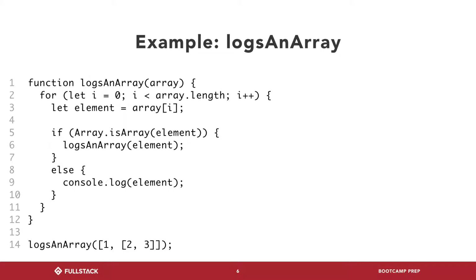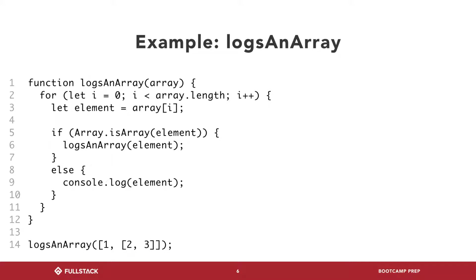Okay, great. Let's now add one to the call stack, or actually, I don't want to draw it out, but let's just add to the call stack, and we're going to call this logs array function again, except now, what are we going to pass in as the argument? Okay, the array 2, 3, right? This is the second element in this outer array. The first element is a 1, and we say, let's just log it out because it's not an array. The second element is the array 2, 3, and we say, oh, it is an array. So let's call ourselves and pass in the array of 2, 3, right?